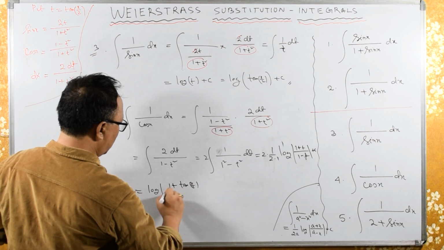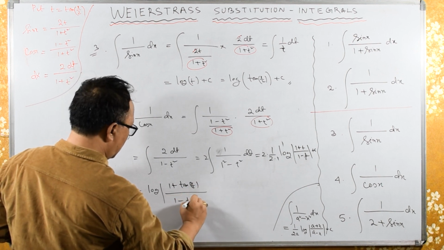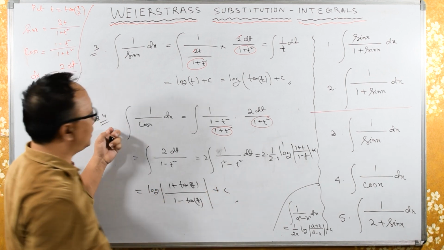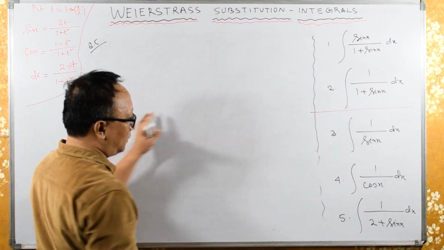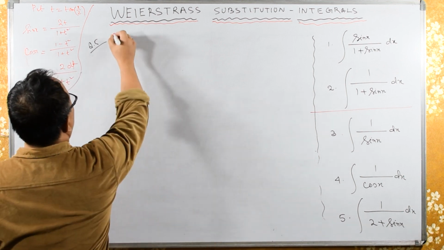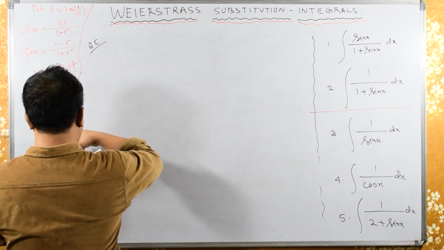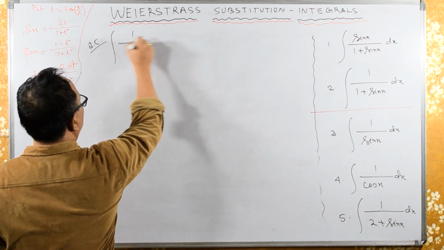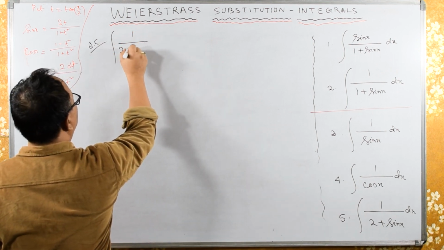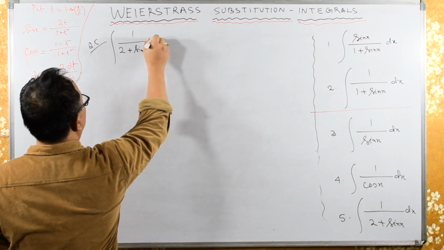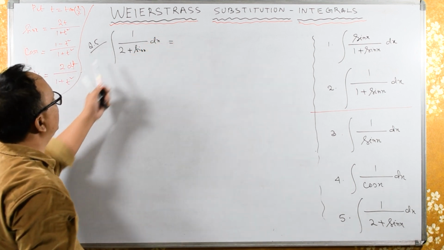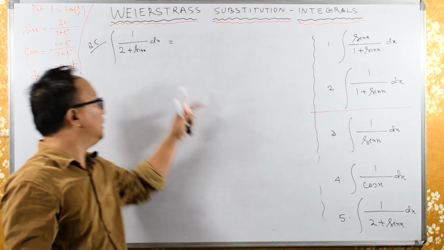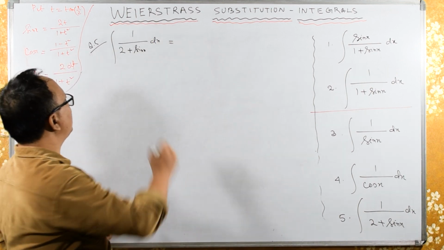10x by 2 upon 1 minus 10x by 2 plus c is the required answer for question number 4. Now question number 5 is the integral of 1 upon 2 plus sin x dx. Since our topic is Weierstrass substitution for integrals, this is the standard substitution we have to use.